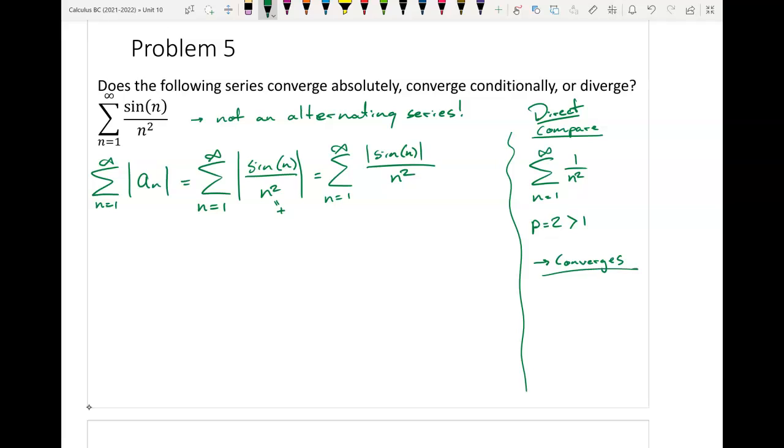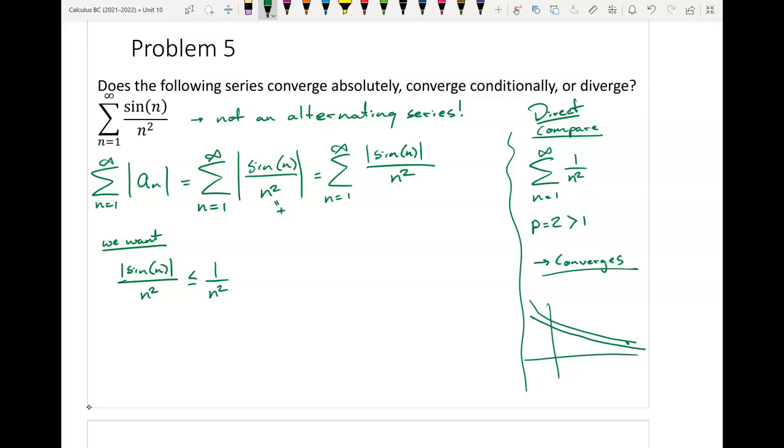So again, remember what the direct comparison is: if the larger one converges, then we're hoping that this is less than that one, so that we have this larger function pushing down on the smaller function. Visually, we have the one that's converging, that's larger, pushing down on that smaller function. So what we want is that the absolute value of sine of n over n squared is less than or equal to 1 over n squared.